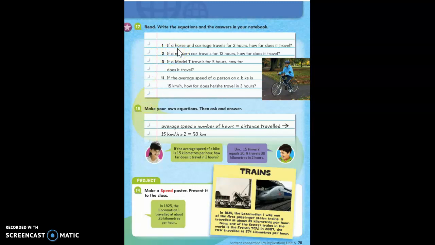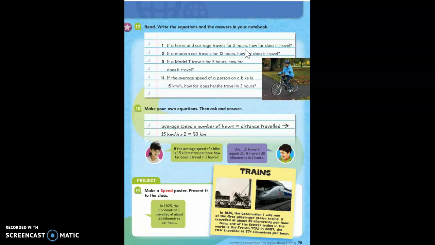Now we're going to think about how fast the different things go. We're going to do a little bit of maths. If a horse and carriage travels for 2 hours, how far does it travel? Remember that it can travel 8 kilometres in 1 hour. If it travels for 2 hours, how many kilometres can it travel?